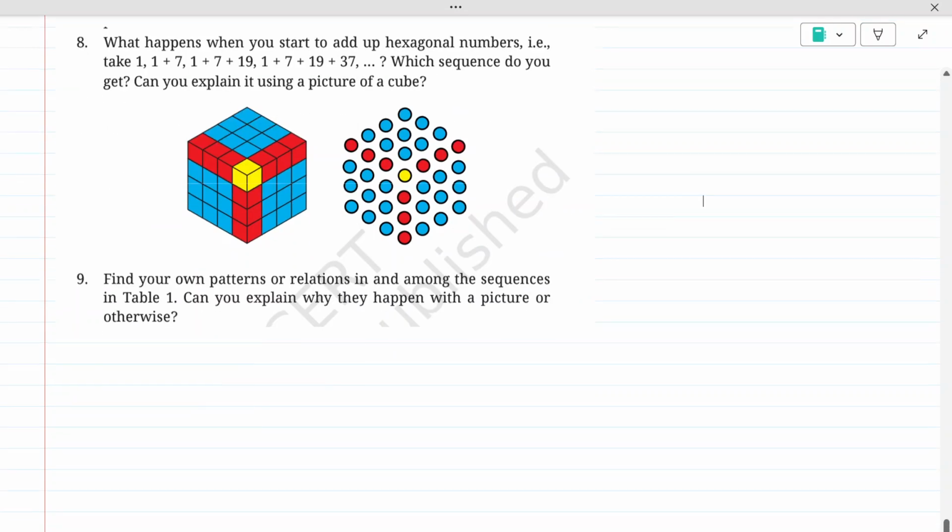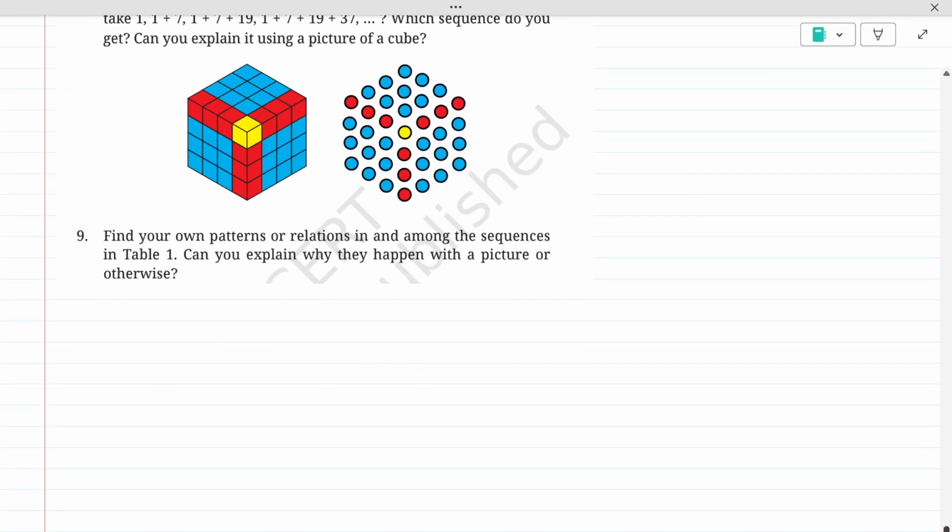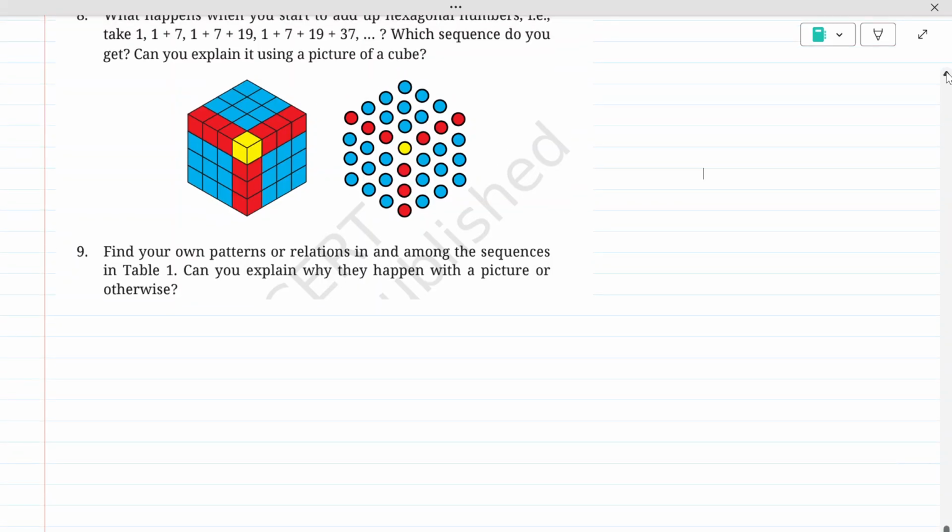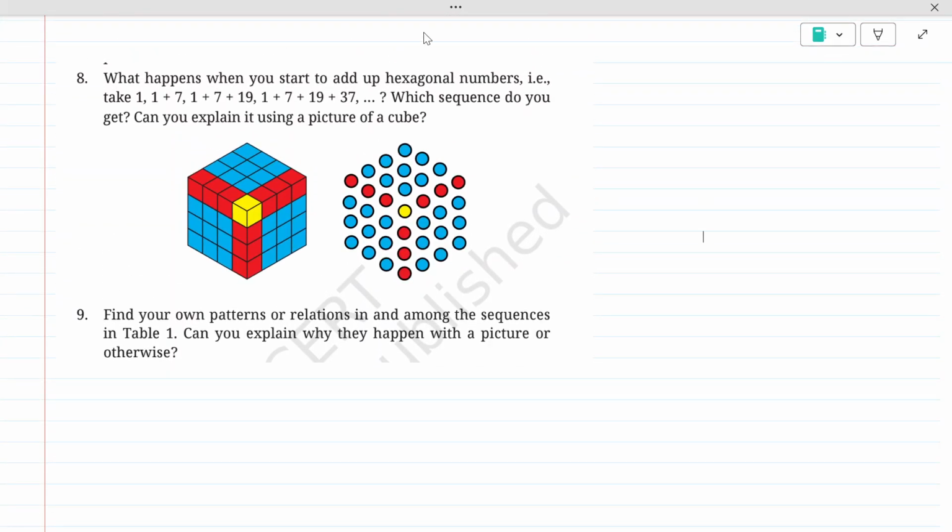Kids, we know what the hexagonal numbers are, we have done them. Now let us start with this question. We have to add those numbers up. Add up hexagonal numbers. Answer number 8.